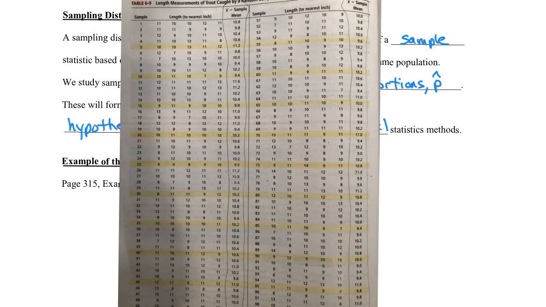So here's the page, and just let me point out a few things. See, they've got these samples, sample 1 through 50, and then sample 51 through 100. So there's 100 kids here, and this is sample number 1, this kid here, here's the length of his or her 5 trout, and then they have the sample mean. So notice they say X bar, because it is a mean, it's the mean of this sample of 5 trout. So this first sample has a mean of 10.8.